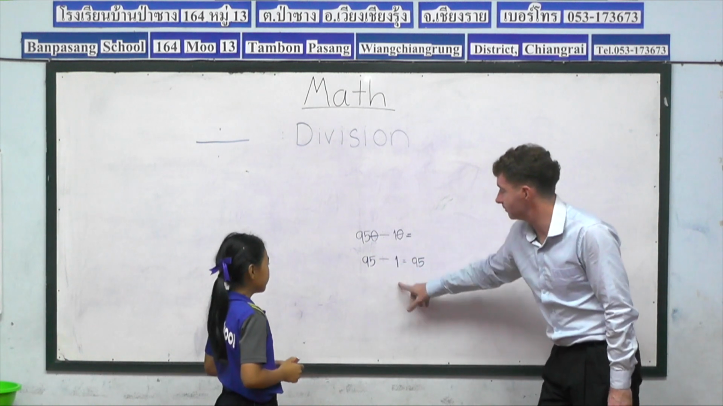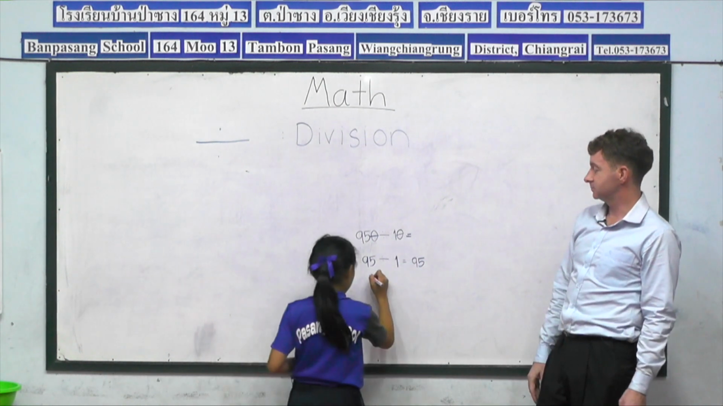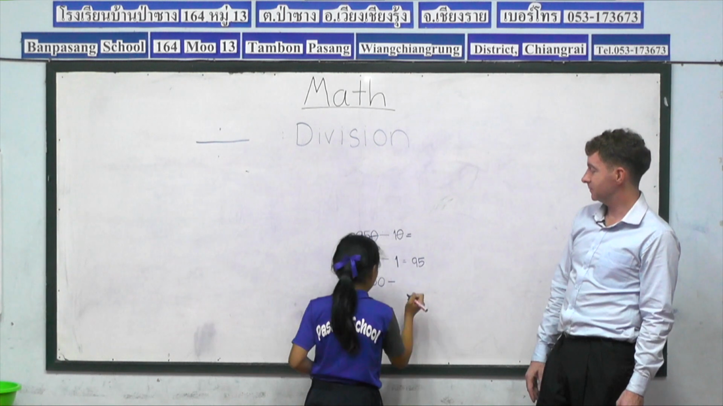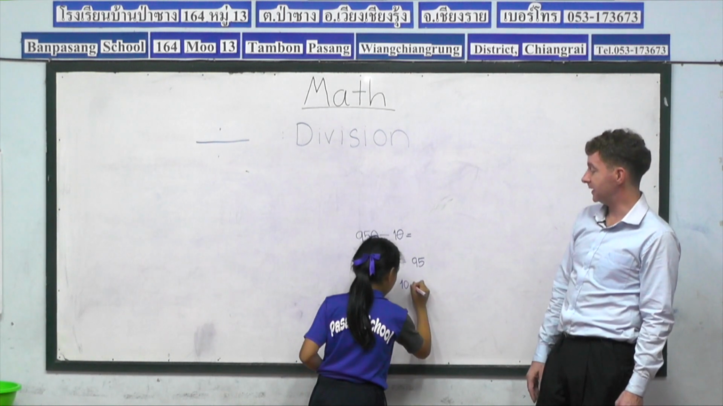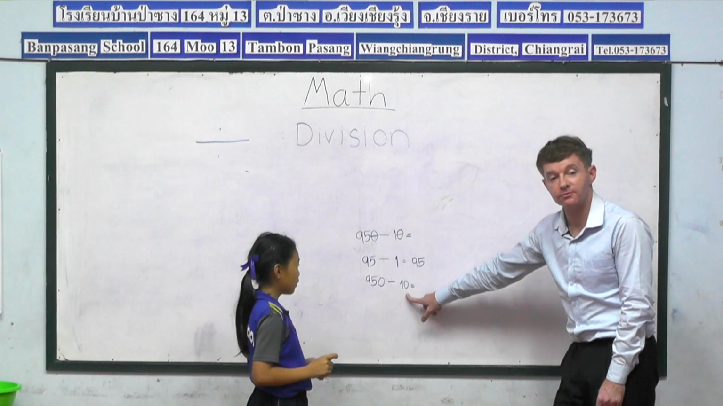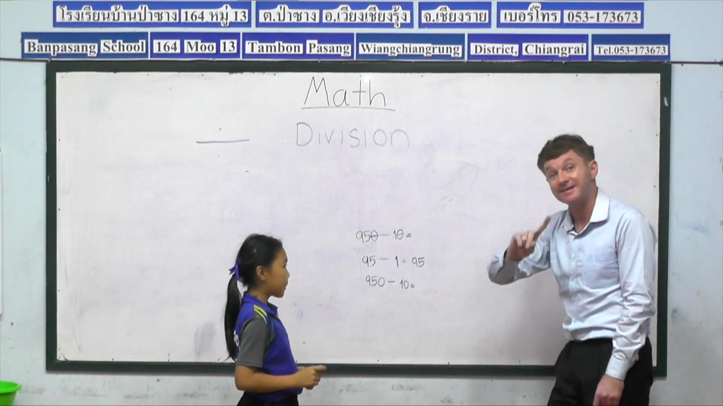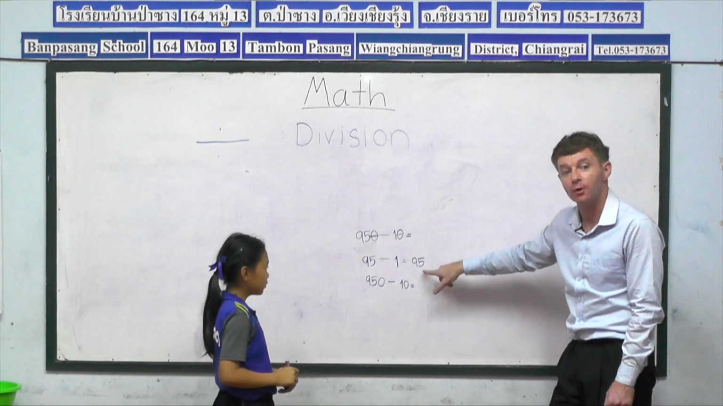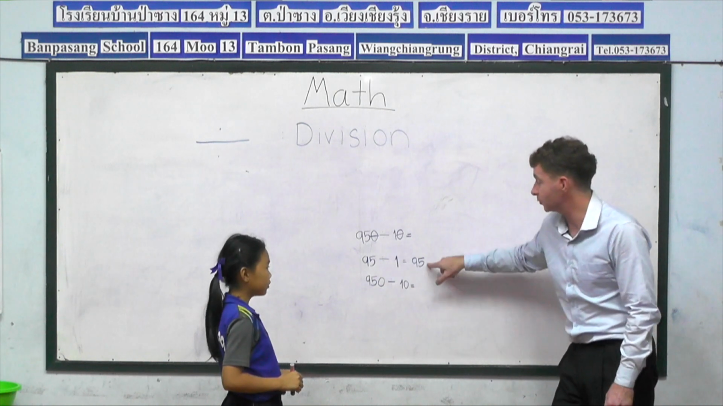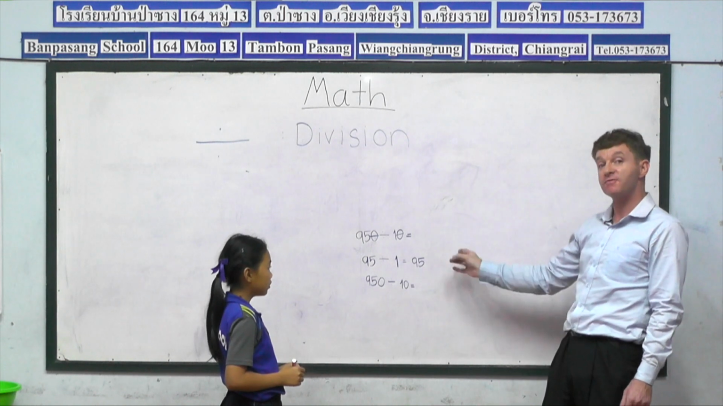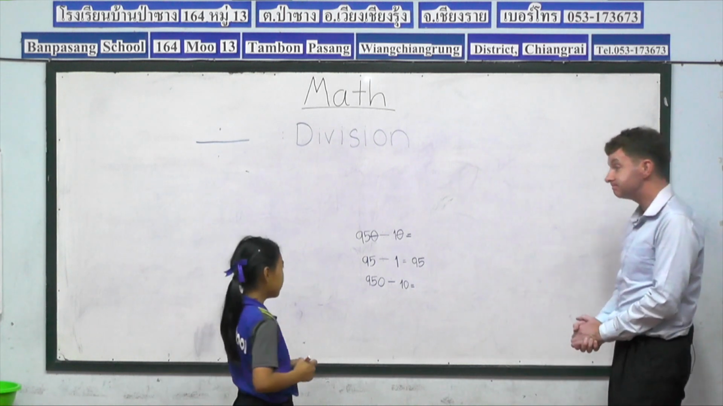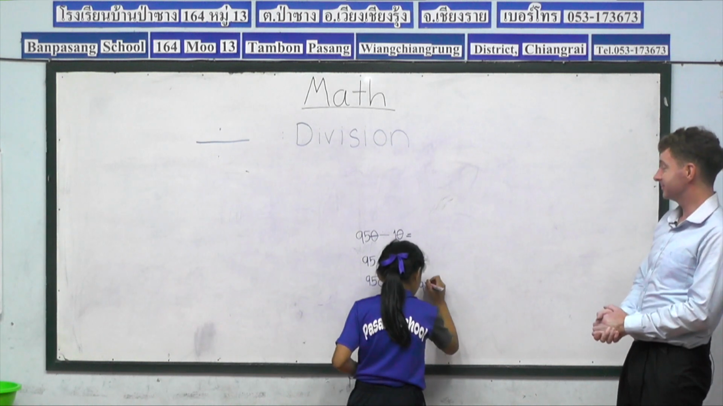But now, let's put our zeros back. 950 divided by 10 equals, so now how many zeros? 1 zero. How many zeros? 1 zero. So the relationship between the zeros is the same, which means the answer will not change. Here, no zeros. Here, 1 zero each. So the answer remains the same. 950 divided by 10 equals 95. It stays the same.